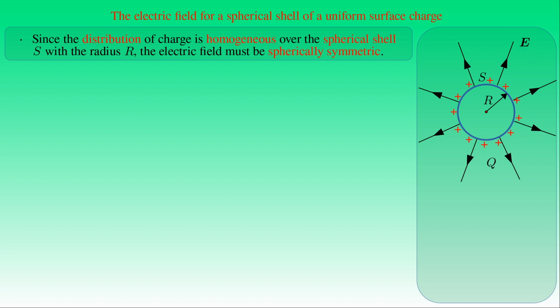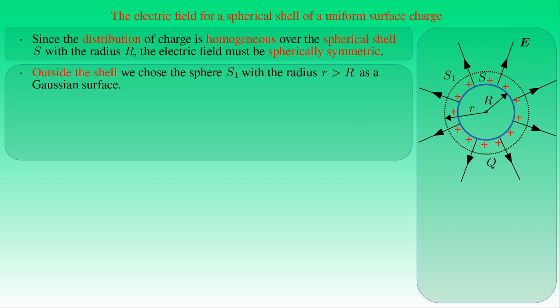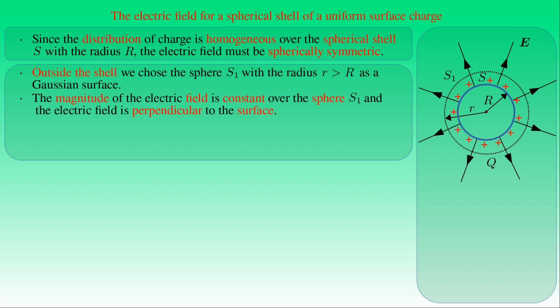If we examine the electric field outside the shell, we can choose a sphere S1 with a radius r greater than R as a Gaussian surface, which encloses the charged shell. For such a choice, the magnitude of the electric field is constant over the surface S1, and the field lines are perpendicular to the sphere. Here the integral of the electric field E due to the charged shell over the sphere S1 can be written as the magnitude E of the field over the Gaussian surface, times the surface area S1 of the sphere, where the area is equal to 4 pi times r squared.